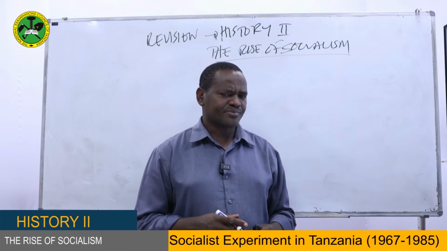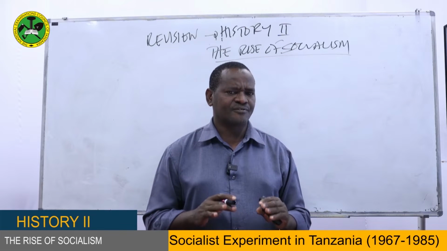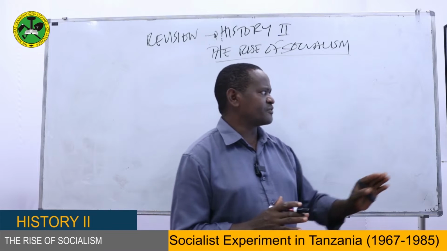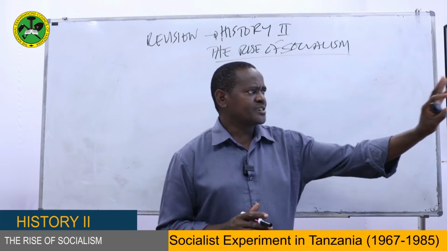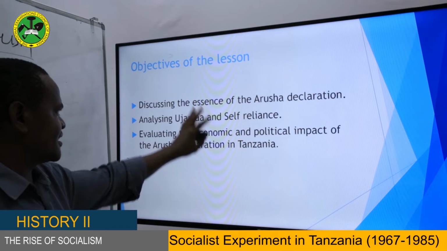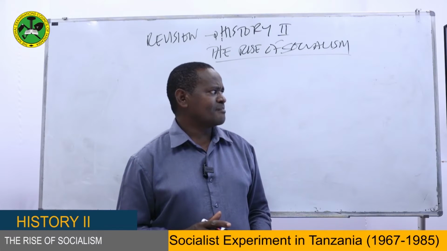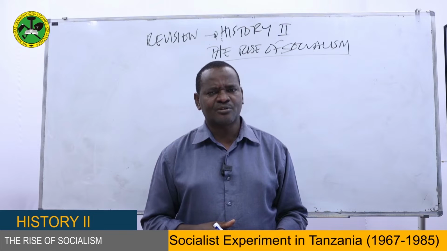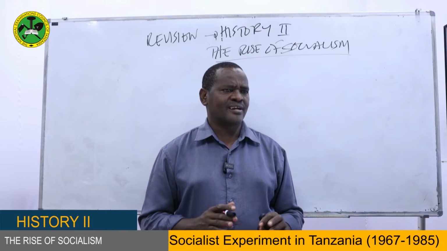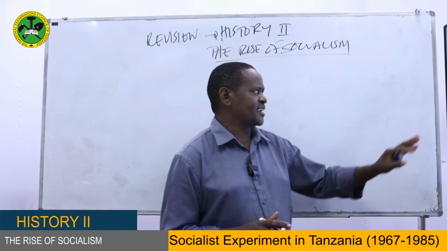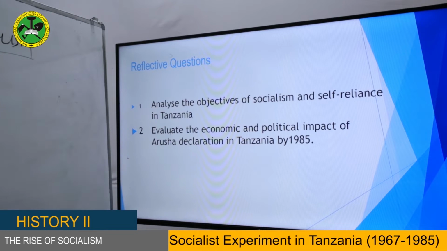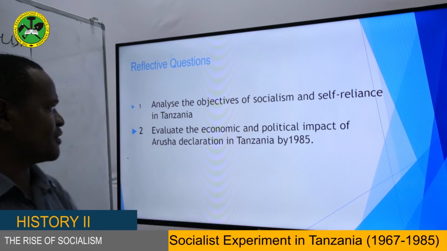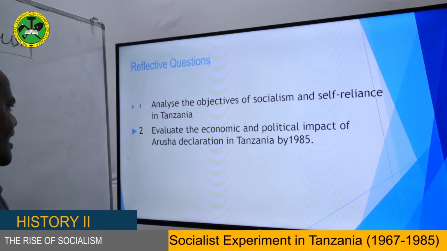My dear students, at the end of our lesson today, you have to make sure that you are able to achieve these specific objectives, which I've just mentioned, the way you can see them here. Also, you have to make sure that you can attempt these two questions. The first question is: analyze the objective of socialism and self-reliance in Tanzania. And the second question is: evaluate the economic and political impact of the Arusha Declaration in Tanzania by 1985.